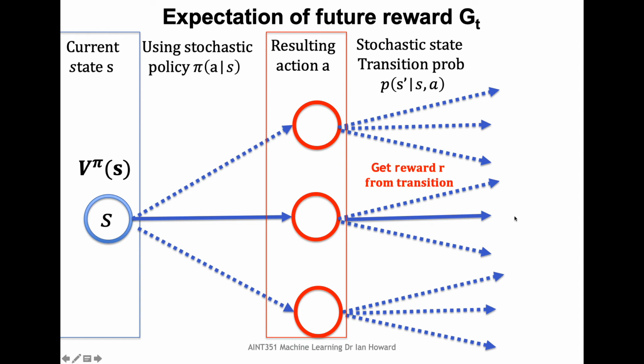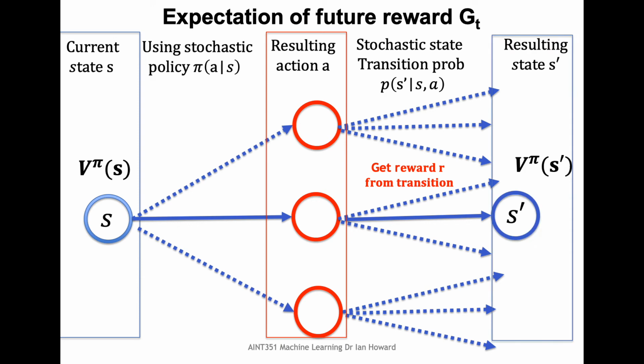And that will generally also lead to a reward when we go from state S to state S prime. We get the reward R from that particular transition. That's the immediate reward. And then we move into some state S prime out of the set of possible states that we could have. This state S prime has also got a value, and it's going to be the value v pi of S prime, just like it was for the original state, v pi of S.